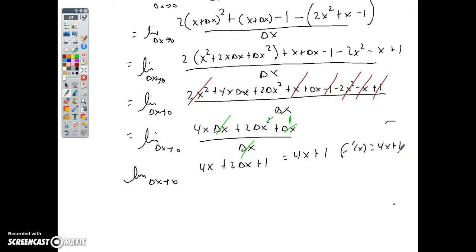That works for all slopes. It's an equation of all the slopes. The derivative at 0, which I asked you to find, is plug a 0 in there, right? You get 1. My derivative at 2 would be equal to 9. Done.